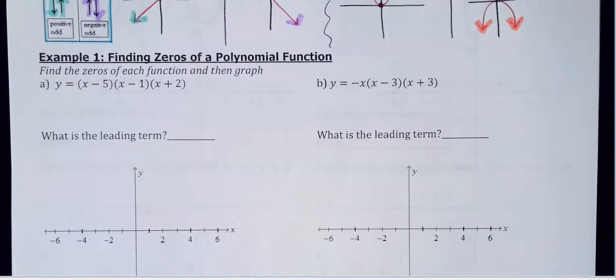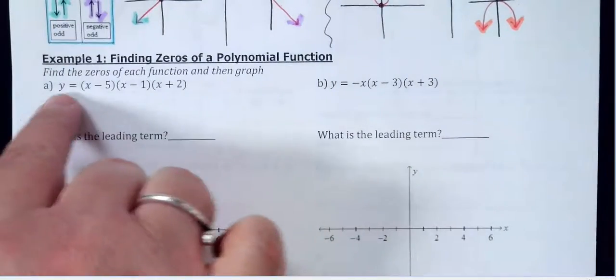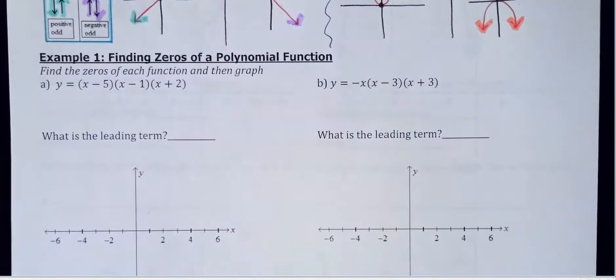So I'm not asking you to do this, but if I did multiply, like FOIL this all out, can anybody tell me what the very first term would be? If you multiplied it all out and put it in standard form, what would the first term be? X cubed. Okay, how'd you get that?